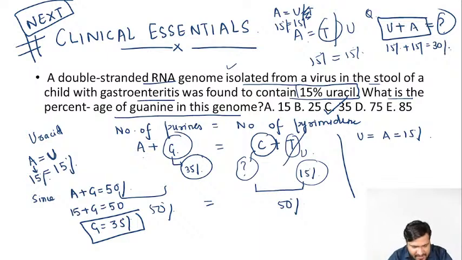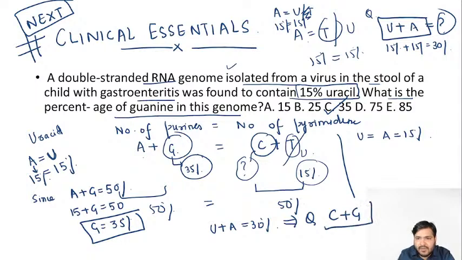Yes, everyone is right. Now, guys, can anyone tell me, if U plus A is equal to 30%, then tell me another question, guys. What will be C plus G?